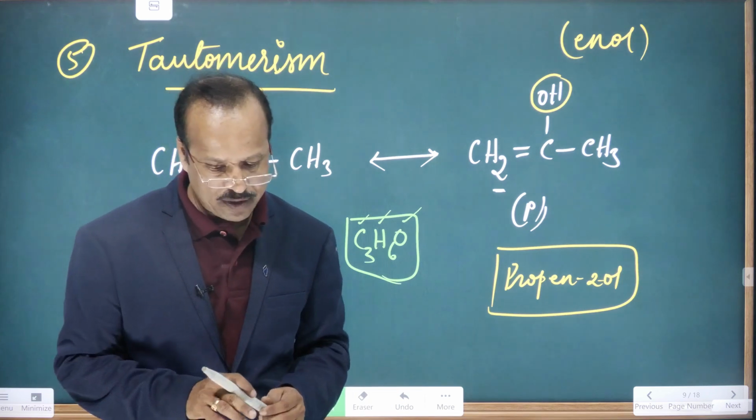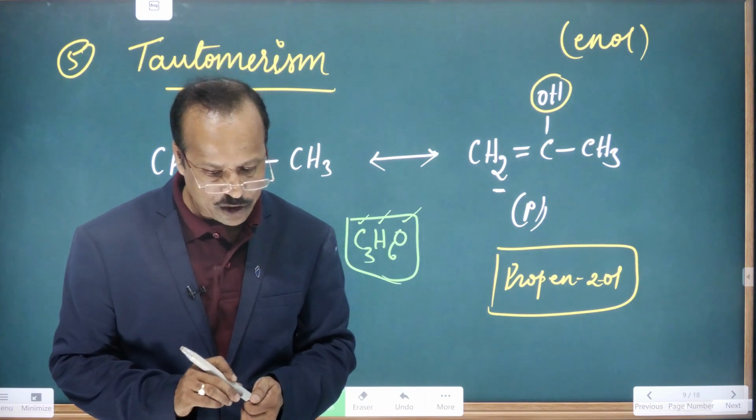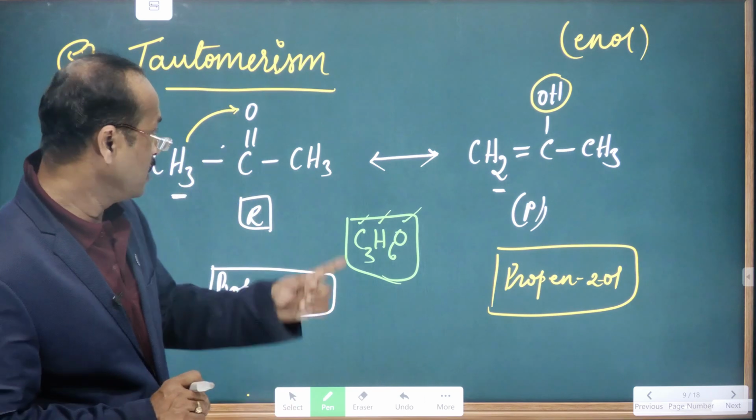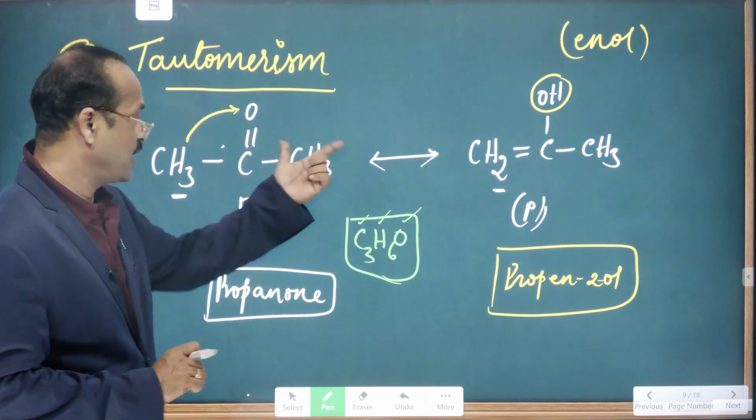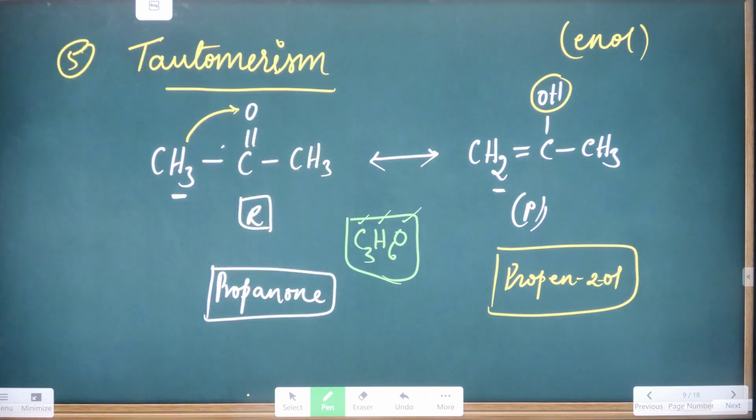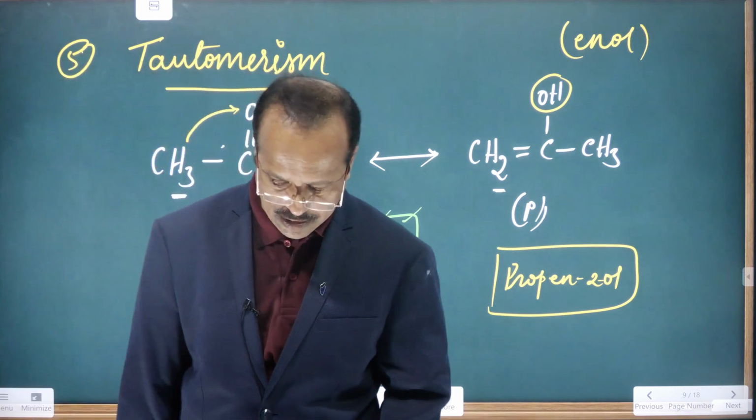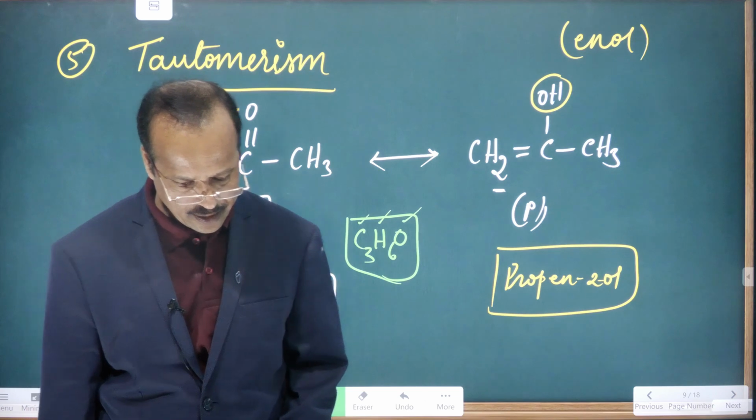Did you understand tautomerism? If you have the textbook, open page number 82, read the definition and try to understand this for 1 minute. Is this clear, tautomerism? So that's about tautomerism, right?